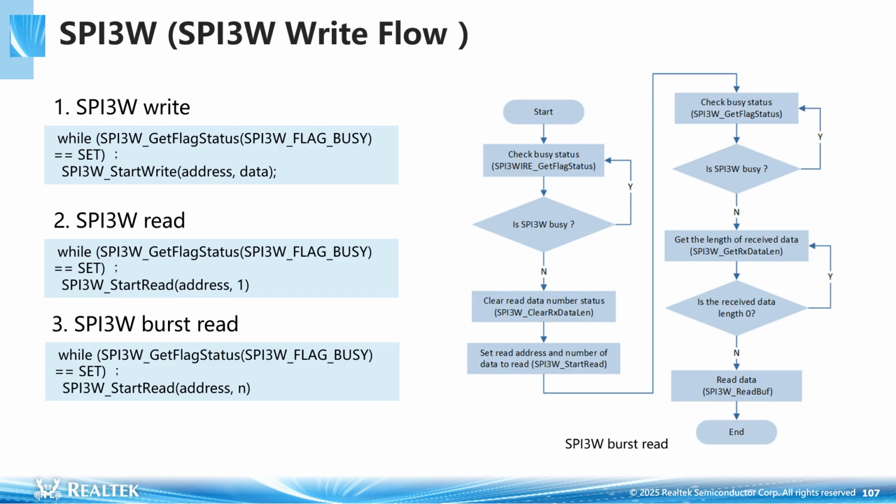SPI single write operation. First, check if the SPI busy flag is not set, then call the SPI 3-wire start write function. SPI single read operation. Similarly, check if the SPI busy flag is not set, then call the SPI 3-wire start read function. SPI burst read operation. To read multiple data at once, call the SPI 3-wire start read function, where the second parameter specifies the number of data items to be read.